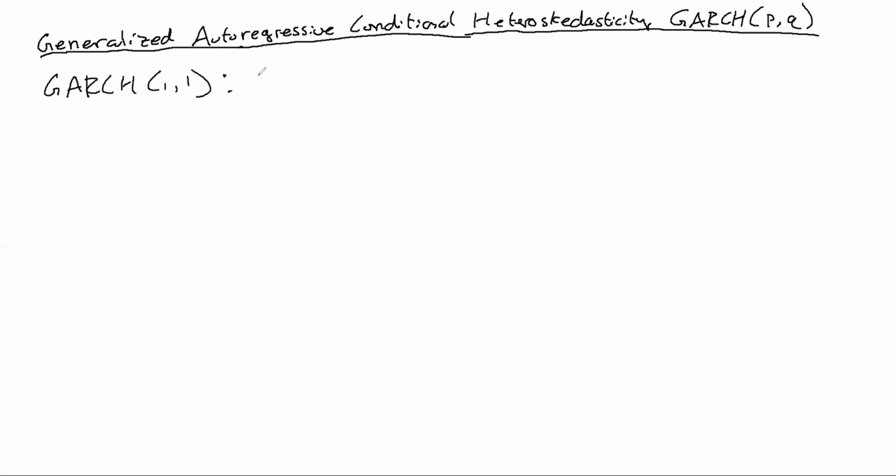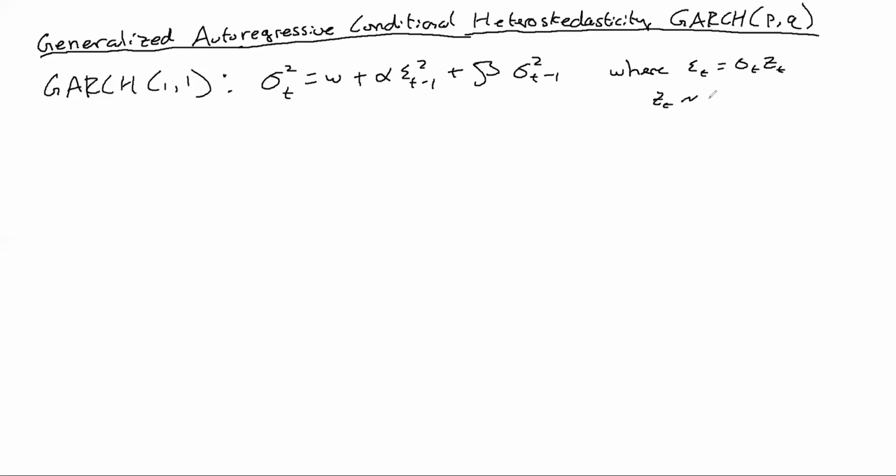we're going to get the variance. Remember, this is the second moment of the error term, so the expected value of the error term squared. Anyway, the variance at time t is going to be equal to w plus alpha times one lag of the error term squared, plus beta times one lag of the previous variance. And just like in the ARCH, our error term is equal to standard deviation multiplied by z_t, where z_t follows a standard normal distribution.